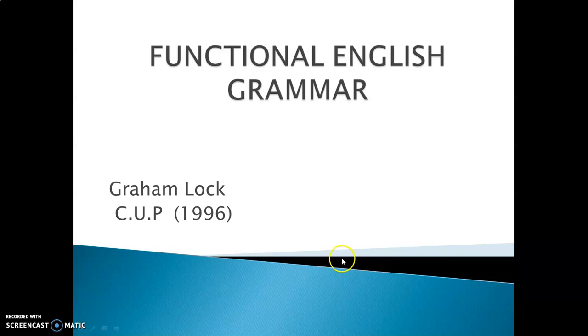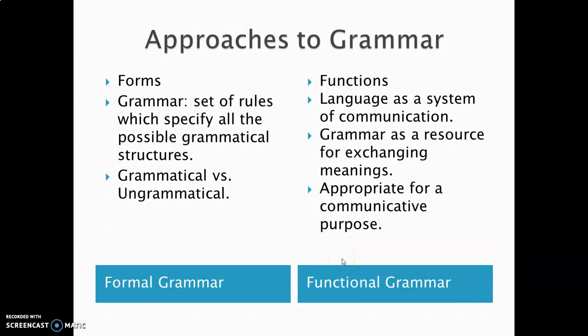Basically, we might say there are two main approaches to the study of grammar. On the one hand, formal grammar. On the other, functional grammar. Formal grammar is mainly concerned, of course, with forms. And grammar is seen as a set of rules which specify all the possible grammatical structures in a language.